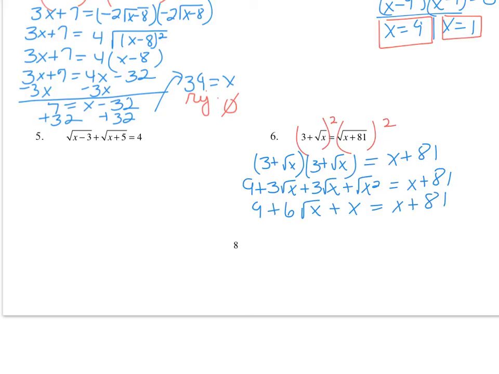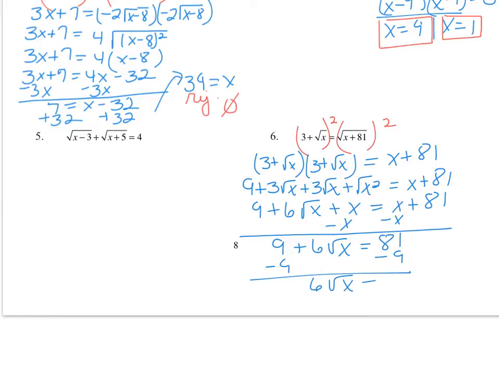I have no squaring, but I can get the x's on one side, so I'm going to subtract an x on both sides. Oh, by doing that, the x's go away. So I have 9 plus 6 radical x equals 81. I'm going to try to isolate this radical, so I'm going to subtract 9 on both sides and end up with 6 radical x equals 72.